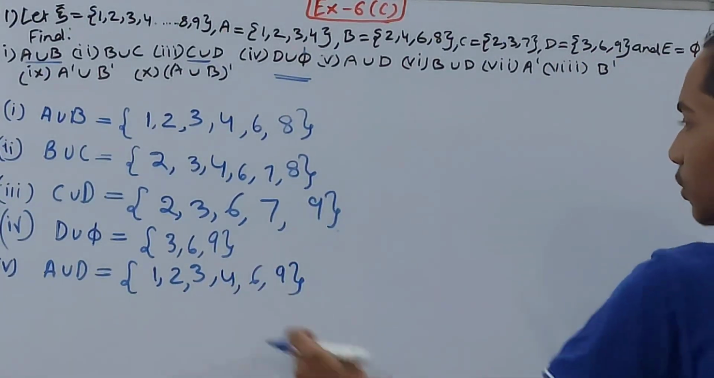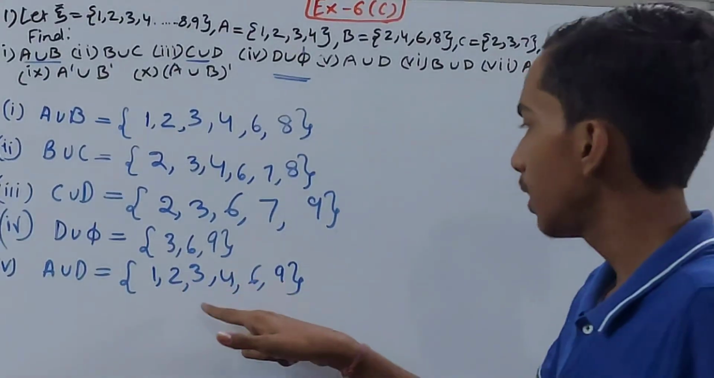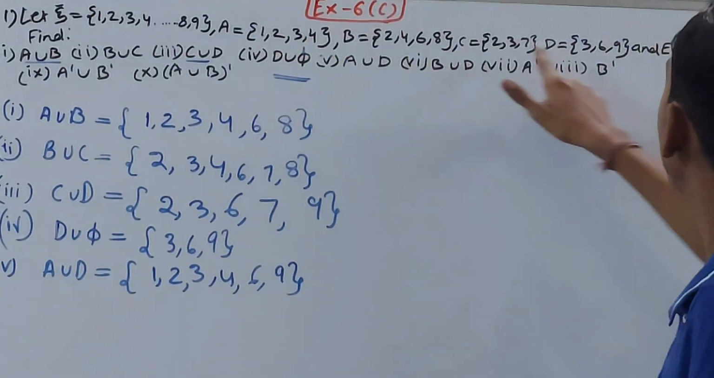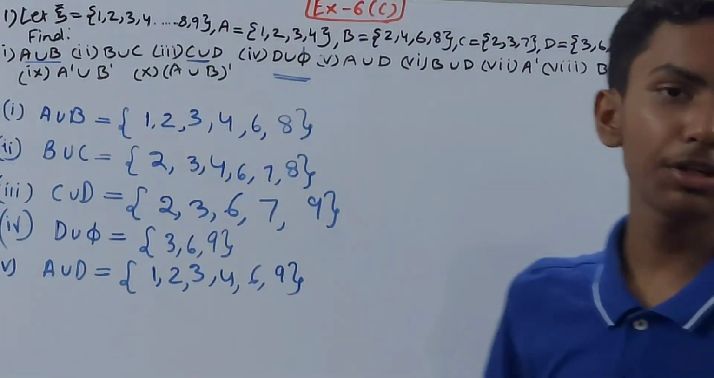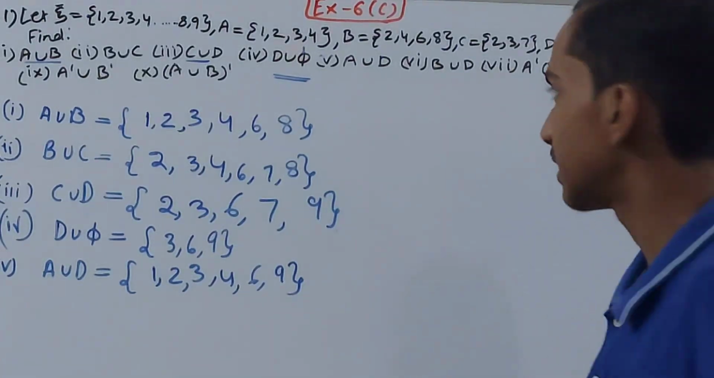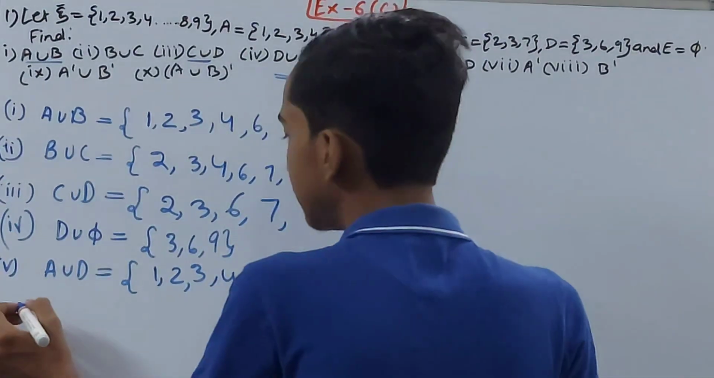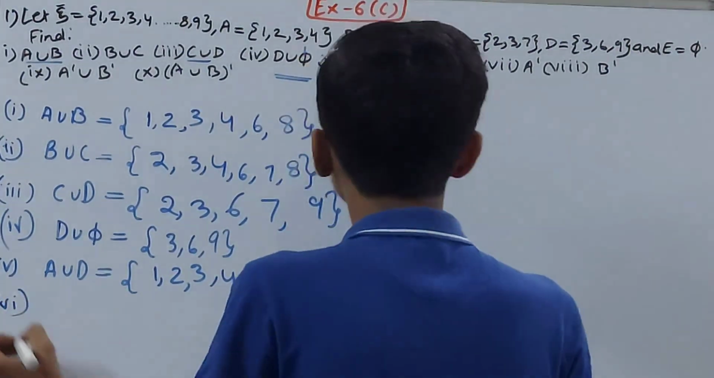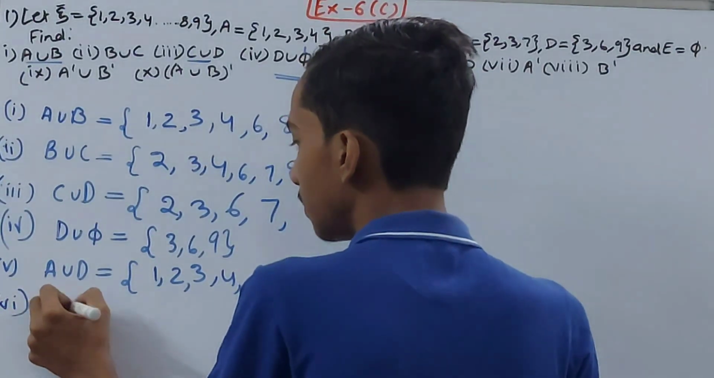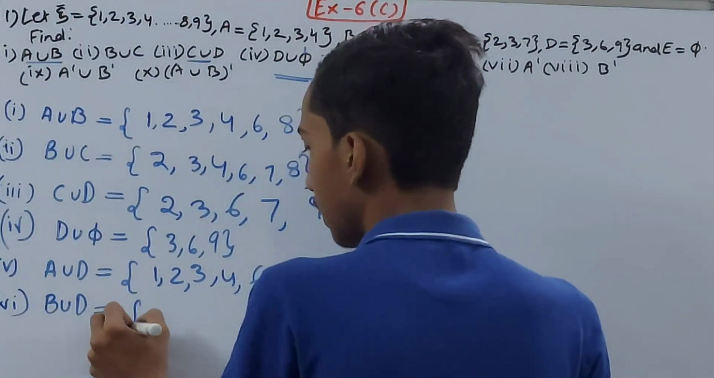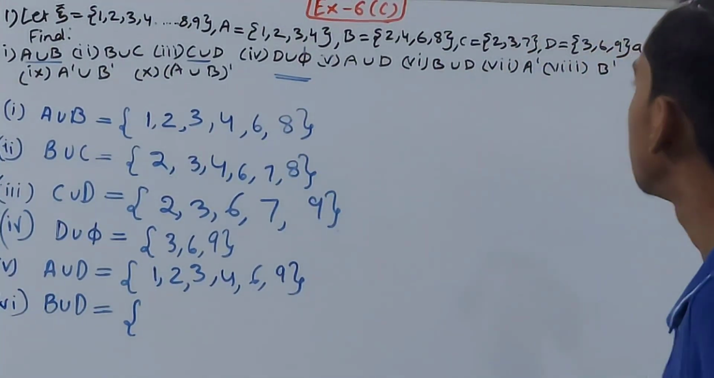All the elements are done, yes or no? Look here. 1, 2, 3, 4, 6, 9. 1, 2, 3, 4 and 3, 6, 9. Whatever is repeated, it is supposed to be written only once. I guess we all know that. Now see the sixth part. You have B with the union of D. Same thing, there's nothing much to think here.